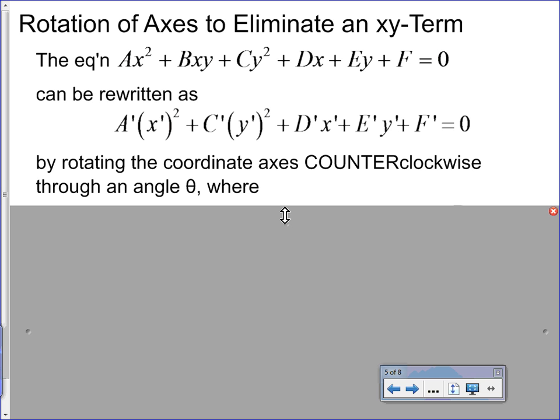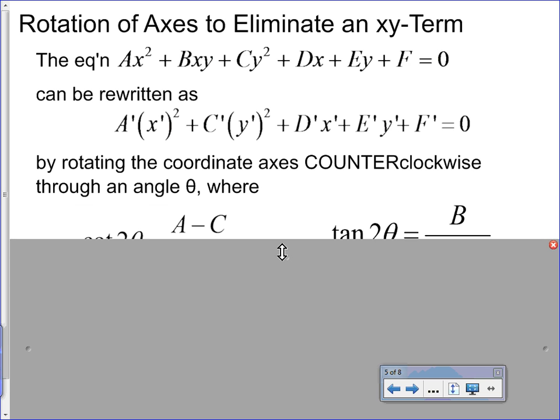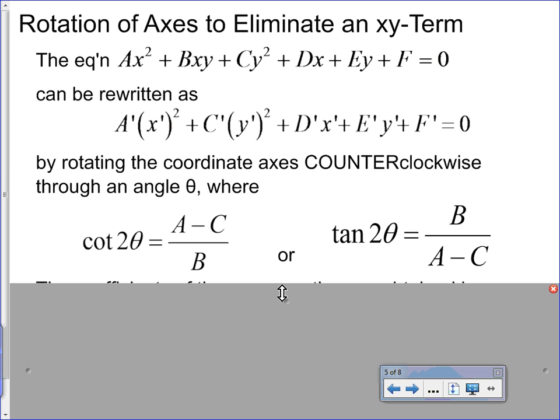Okay. Now, how to find angle theta? You can use one of these two methods. Cotangent of 2 theta is equal to a minus c over b. Or you could flip that to its reciprocal. Tangent of 2 theta equals b over a minus c.